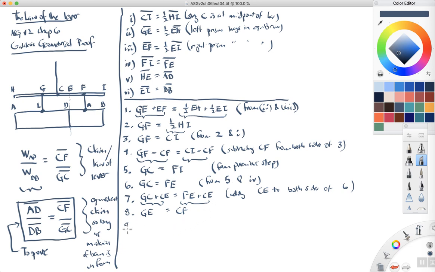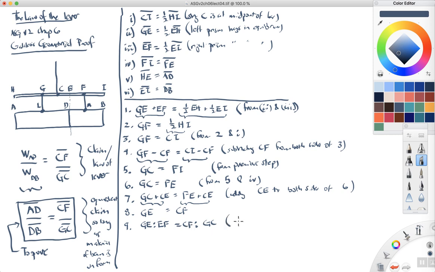And now, point 9. Now we're going to compare GE. GE is to EF. This is kind of like a ratio. This is how Galileo writes it. GE is to EF in the same ratio as CF is to GC. How do we know that this is the case? So this compared to this is the same as this compared to this.